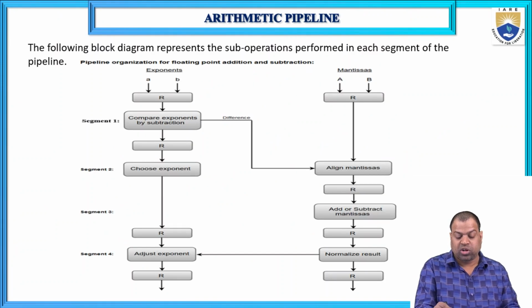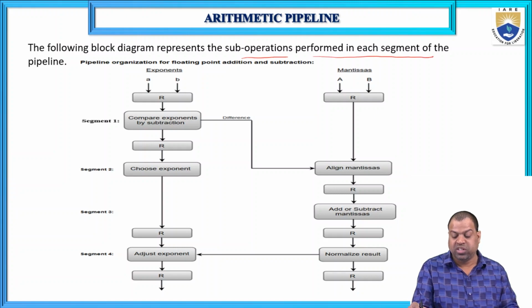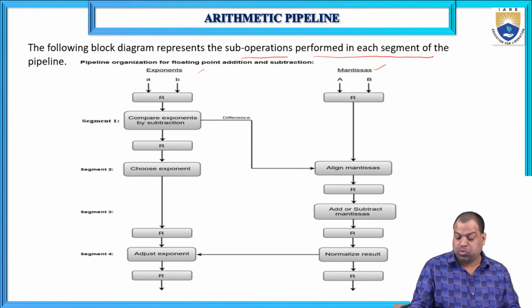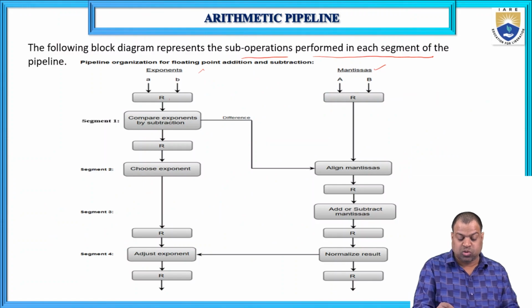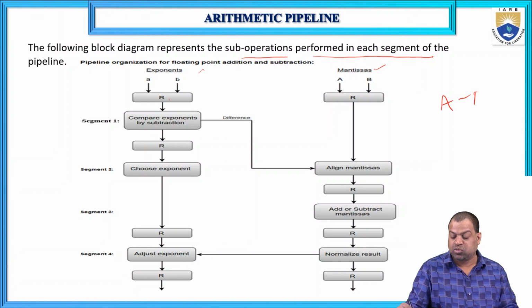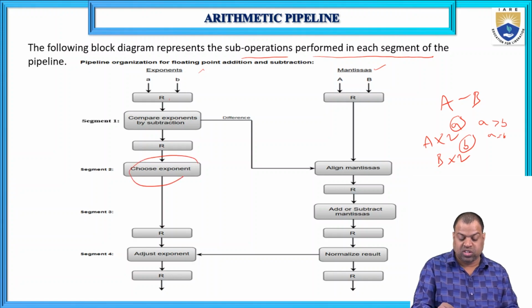Next, the following block diagram represents the sub-operations performed in each segment. First, I am taking the exponent and the mantissa. The exponent value is 2, 2 like this. Compare the exponents by subtraction. If I am going for A minus B, what is the subtraction? A into 2 power a, B into 2 power b. So we have to compare these exponents: A greater than B, or A equal to B, or A less than B. Compare and choose the exponent.